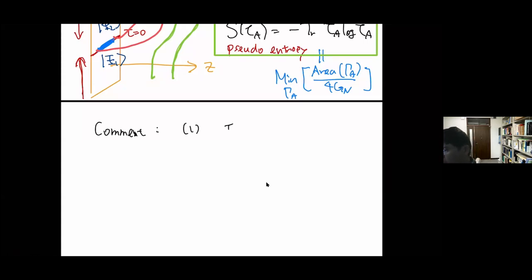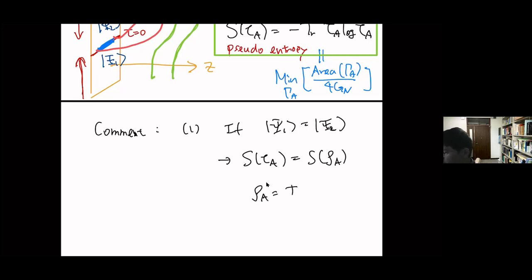First, of course, if psi one and psi two are the same, which is also true for a static background or maybe other situations, then this pseudo entropy is actually equal to the standard von Neumann entropy, right? Rho A is just defined by tracing over B with psi one and psi one. This is because they are the same, and the inner product is just one. So we just talk about psi one and psi one.